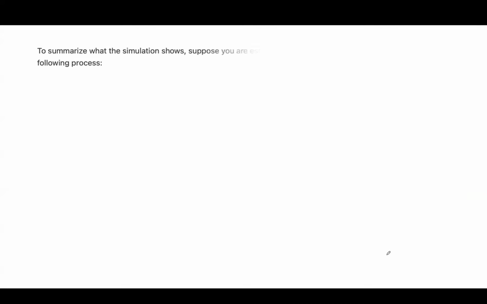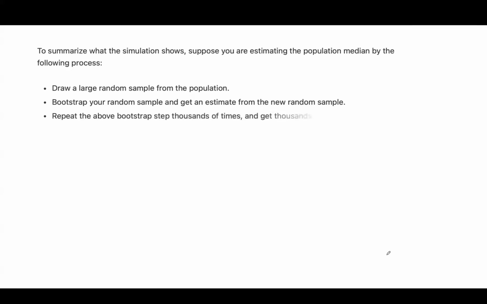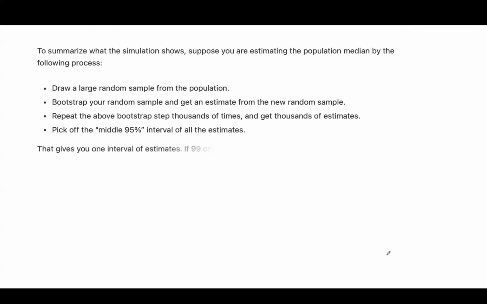To summarize what the simulation shows, suppose you're estimating the population median by the following process. Draw a large random sample from the population. Bootstrap your random sample and get an estimate from the new random sample. Repeat the above bootstrap step 1,000 of times and get 1,000 of estimates. Pick off the middle 95% interval of all of the estimates. That basically gives you one interval of estimates.